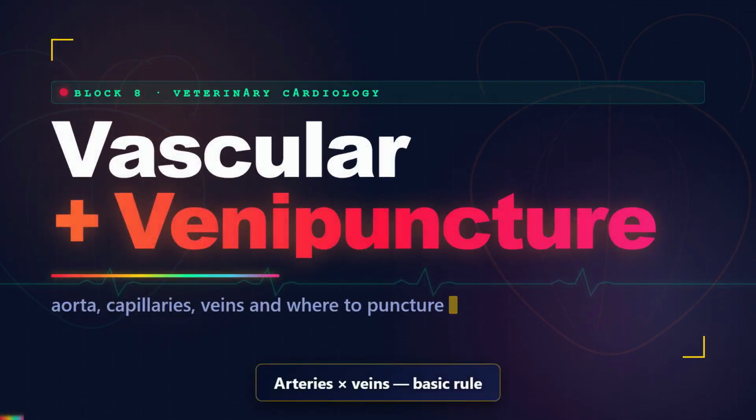Vascular anatomy. Basic rule: arteries carry blood away from the heart. Veins bring it back. Systemic circulation blood is under higher pressure than coronary and pulmonary. The aorta is the largest artery in the body, with the largest diameter and thickest walls.